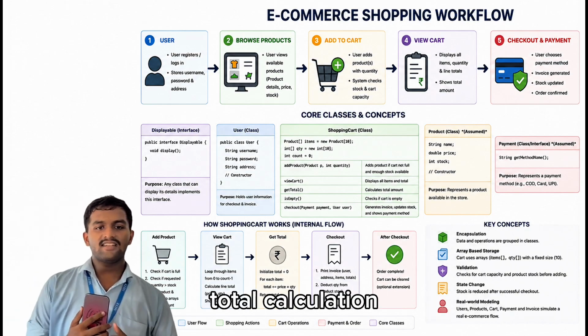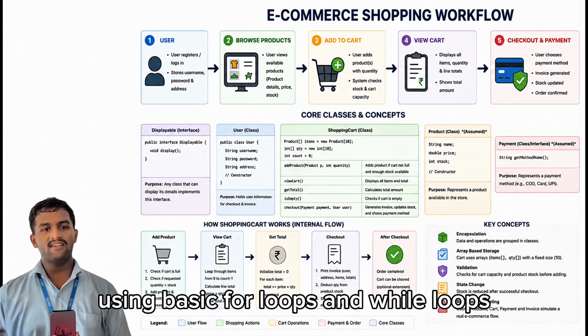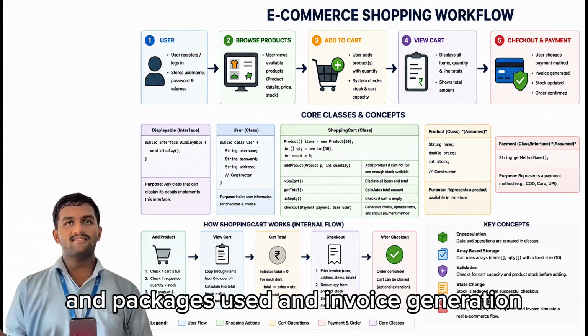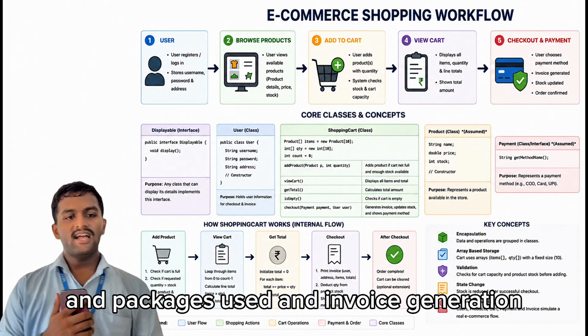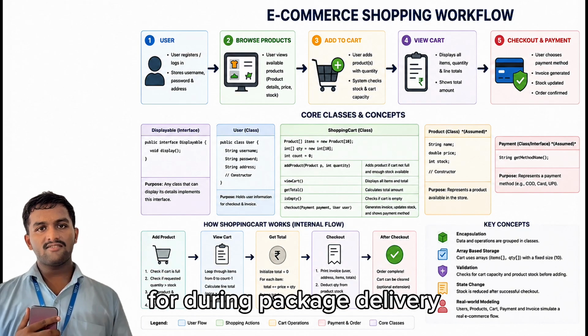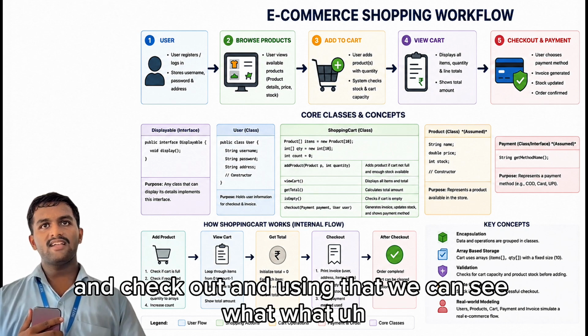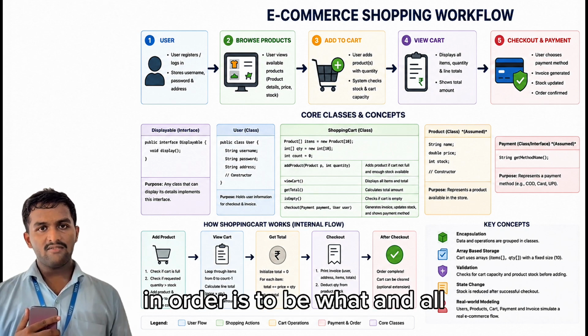Lastly, total calculation: the getTotal method uses basic for loops and while loops, with multiple switch cases and packages used. Invoice generation is mainly used for generating invoices during package delivery and checkout, and using that we can see what we got in the order history.